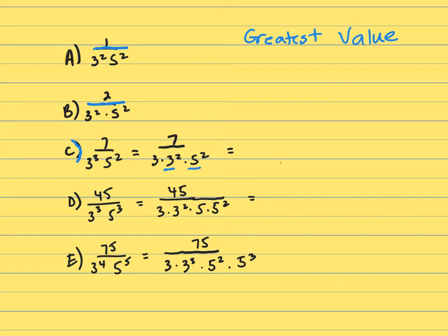Now 3 will go into 7, 2 point something. I don't know, 2 point whatever. If I have to do long division, I will. And that's going to be 3 squared over 5 squared.